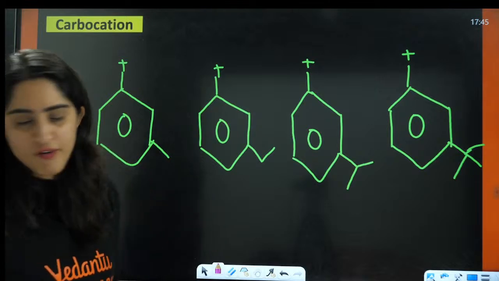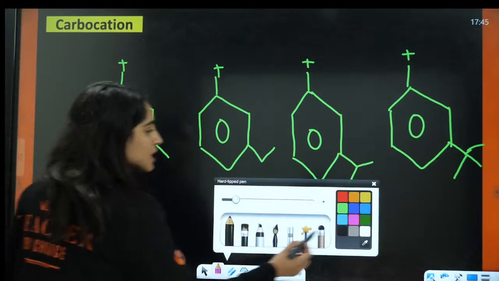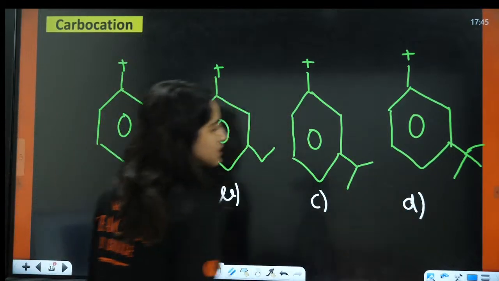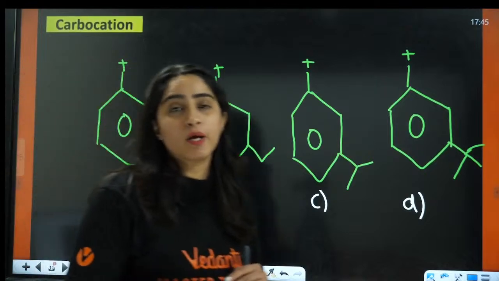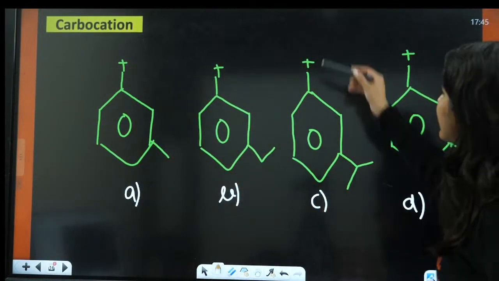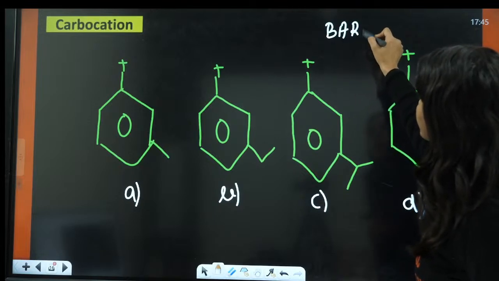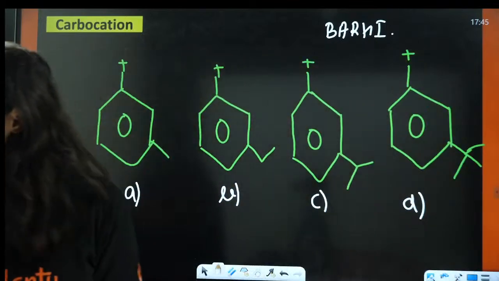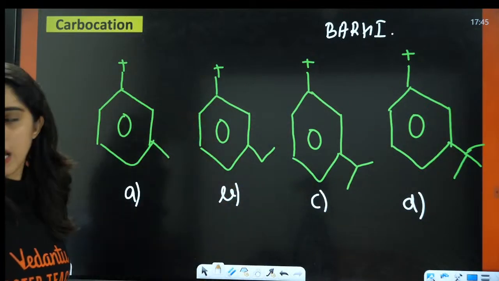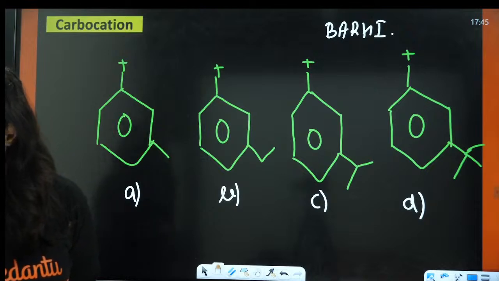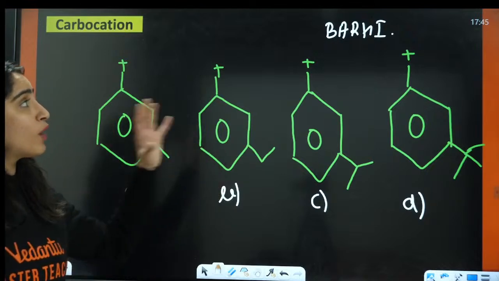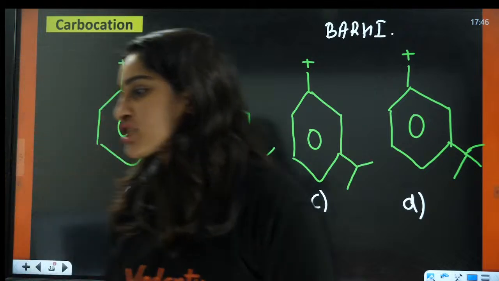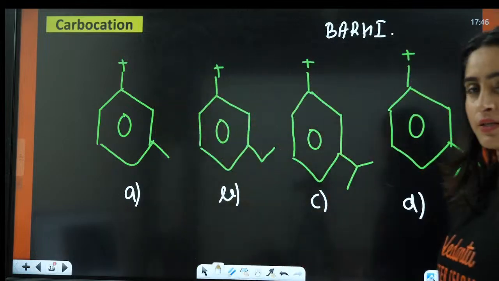Right? Okay. Very nice. So now, this is the next question. This is A, this is B, this is C, this is D. Everyone in the chat box, tell me what will be the stability order according to Barhi. According to Barhi, what is the stability order here? Everyone in the chat section. How do we solve this question?